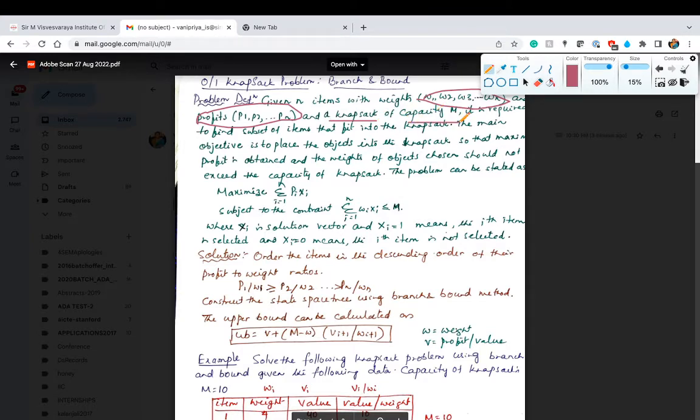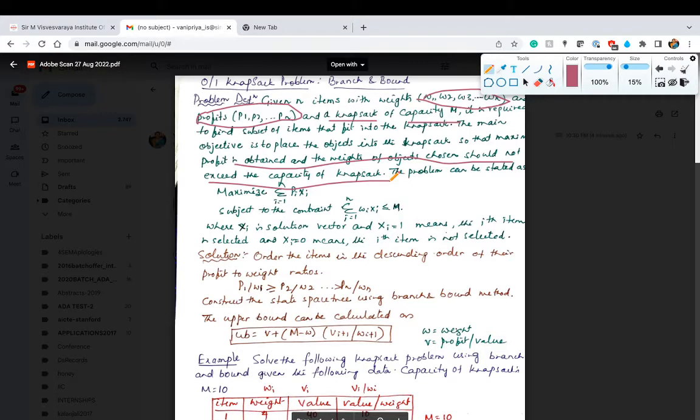And what is the requirement? It is required to find out the subset of the items that fit in the knapsack. What is the main objective? To maximize the profit. That means you need to choose the items to be kept in the knapsack so that the profits associated with the items will be more than any other combination. And also there is a constraint: the weight of the objects chosen should not exceed the capacity of the knapsack.